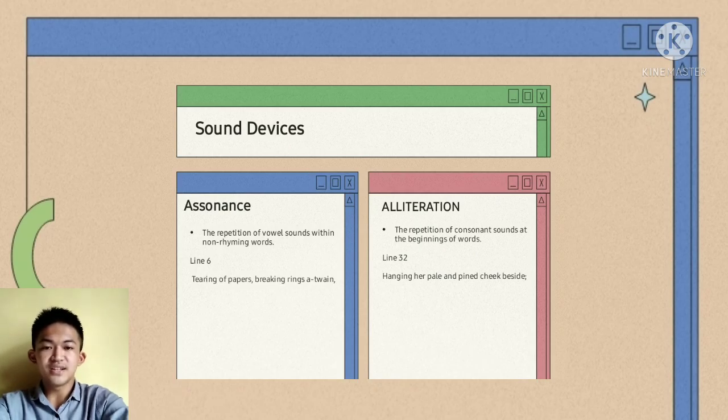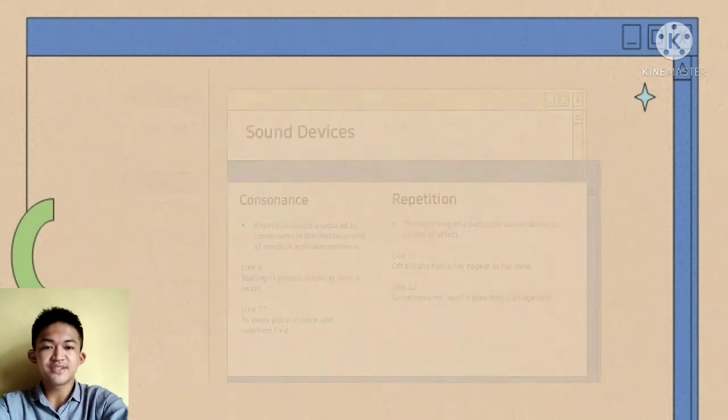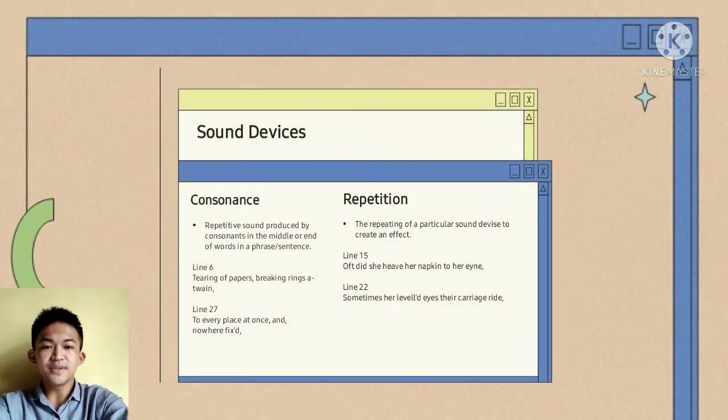Next, we still discuss the elements of sound device. There is consonance. It is the repetitive sound produced by consonants in the middle or end of words in a phrase or sentence. In this poem, it can be seen in line number 6 and 27. Line number 6, tearing a papers, breaking ring, a twine, and line number 27, to every place at once and nowhere fixed. And the last sound device is repetition.